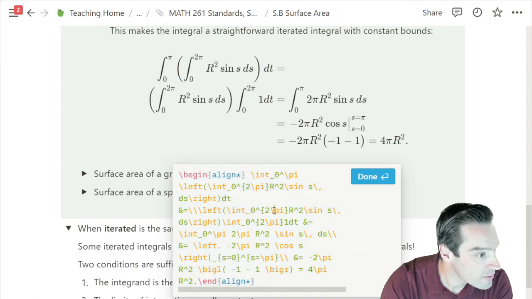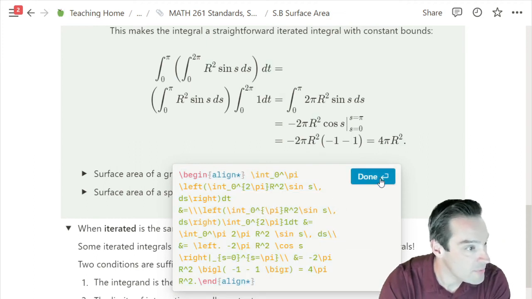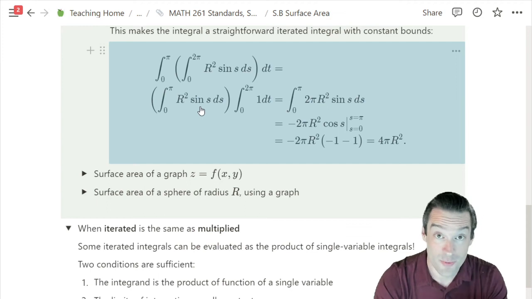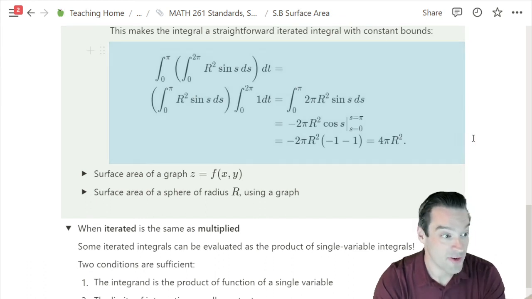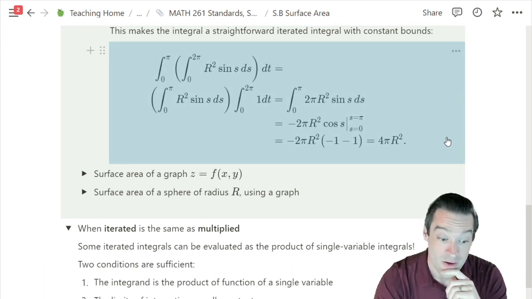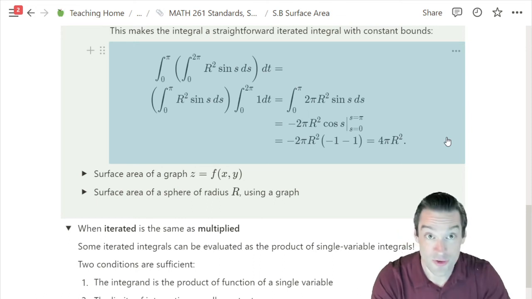Where's my s integral? Sorry, let me fix that for the record. There we go. The integral of sine of s from 0 to pi is equal to 2. And so we get a 2r squared from the s integral. We get a 2 pi from the t integral. Multiply those together, we get 4 pi r squared, which in high school geometry is our formula for the surface area of a sphere.